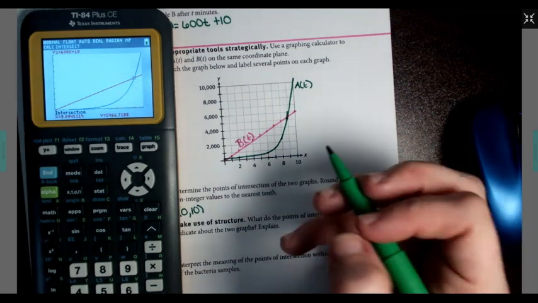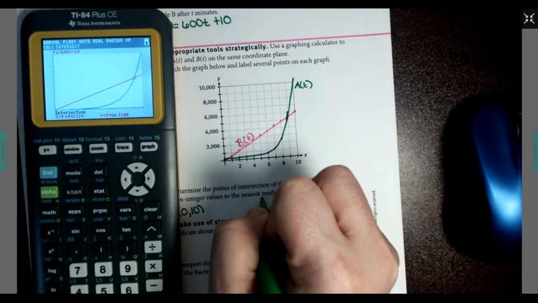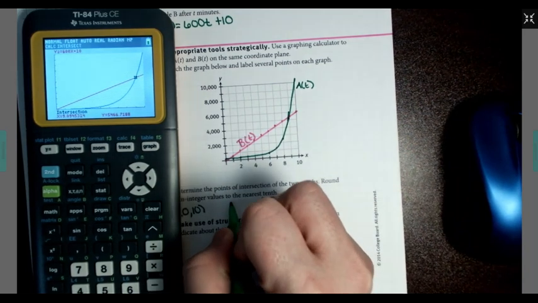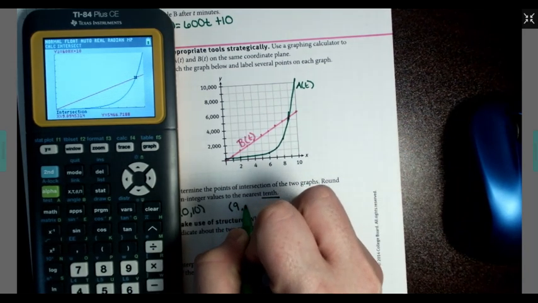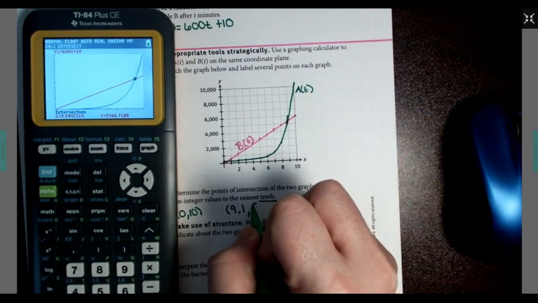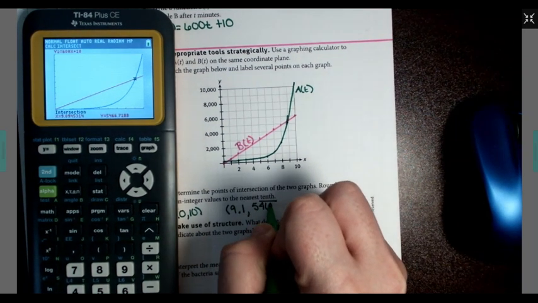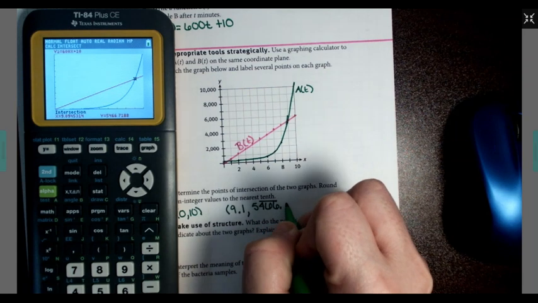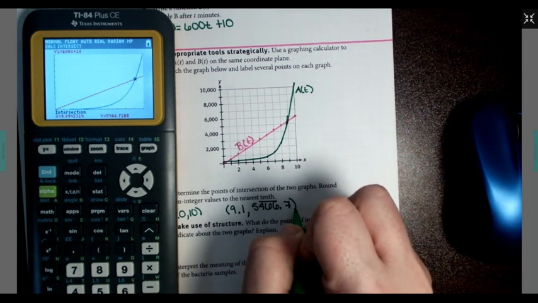And it gives me the point. It says round to the nearest tenth. So this point is 9.1, comma, 5,466.7.